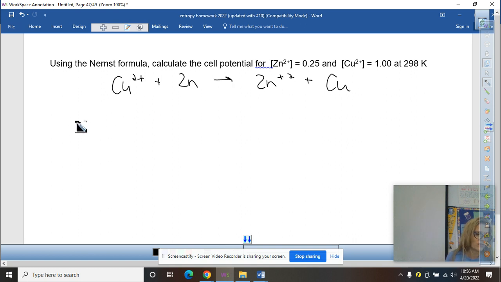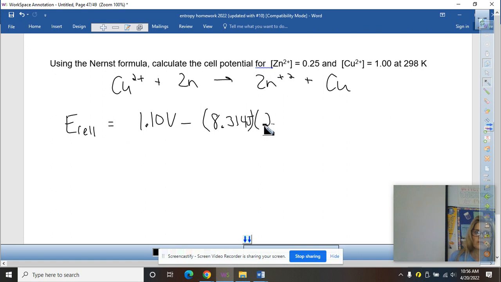And we're using our Nernst, so we're setting this up the same way. So our E of our cell equals our 1.10 volts. I'm using the same exact numbers, minus our 8.314. This is on your formula sheet. That's in joules. This is also in joules, times 298. This will be joules per coulomb. A volt is joules per coulomb. 2 electrons transferred, Faraday's constant, natural log of Q.